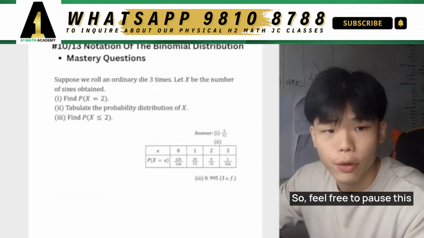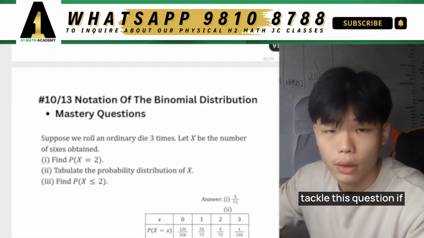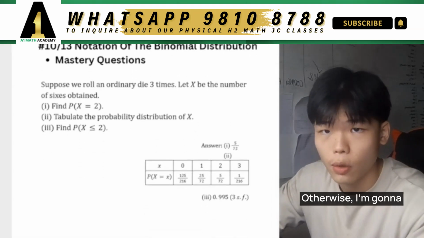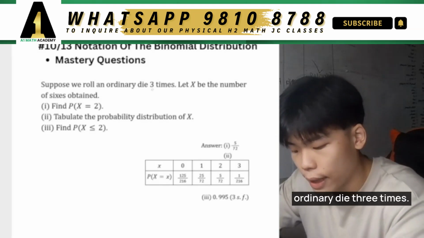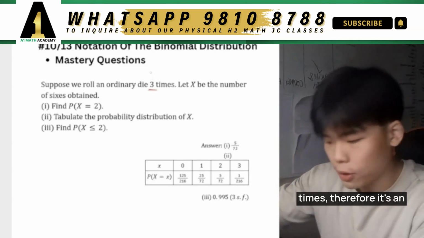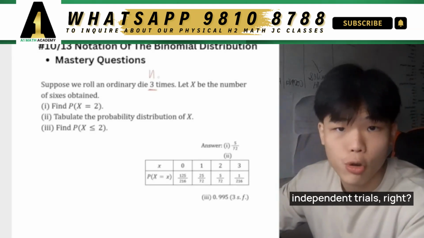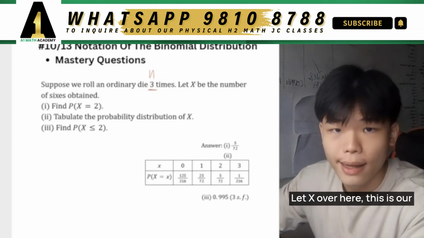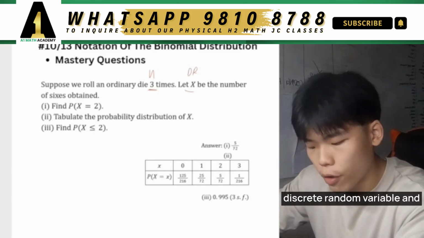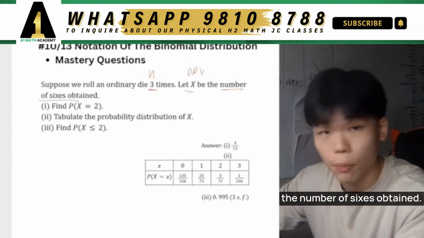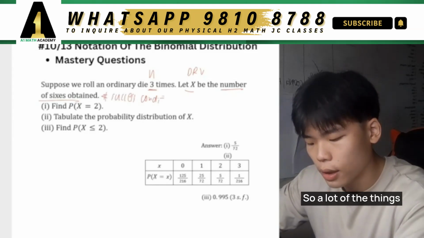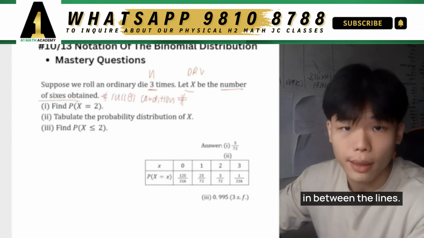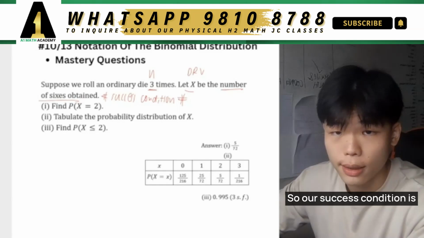Alright, so feel free to pause this video right now to actually tackle this question if you are feeling confident. Otherwise, I'm going to go through this question right now. Okay, so they say suppose we roll an ordinary die 3 times. Same experiment 3 times, therefore it's n independent trials, right? So 3 independent trials. Let x over here, this is our discrete random variable, be the number of sixes obtained. So this over here is the success condition. So a lot of the things, right, require you to read in between the lines. Okay, so our success condition is 6.